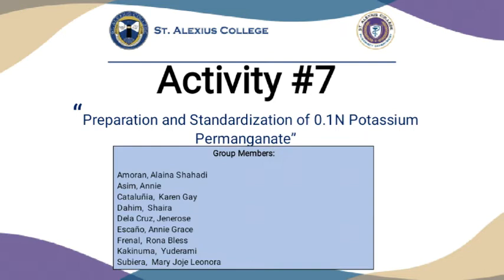I am Mary Jolly Subiera, and I am part of Group 1, and we are going to tackle all about Activity Number 7, which is the preparation and standardization of 0.1N potassium permanganate. For the objectives, here is Miss Frenal.